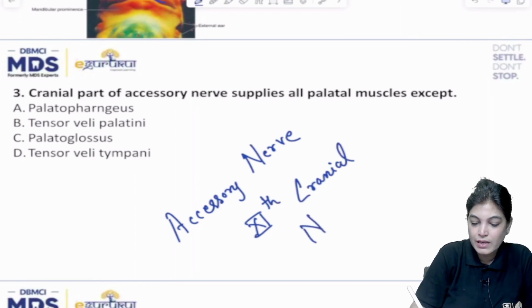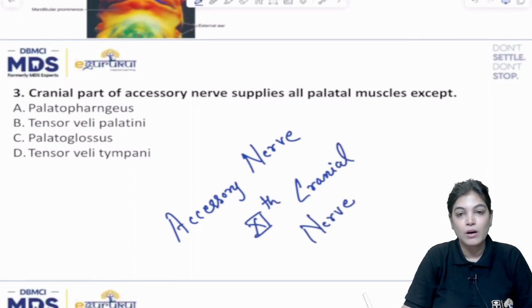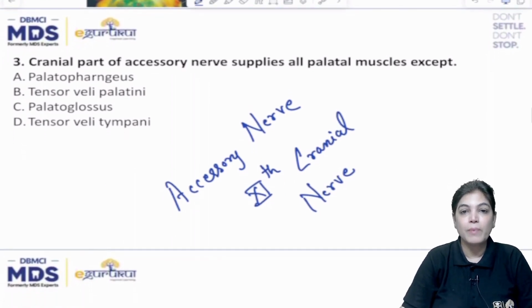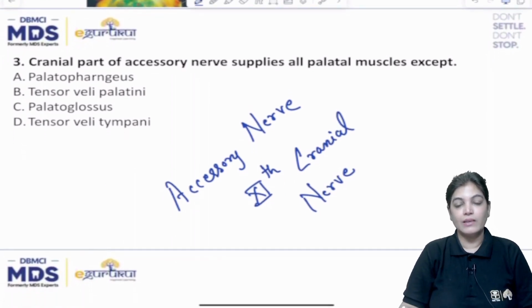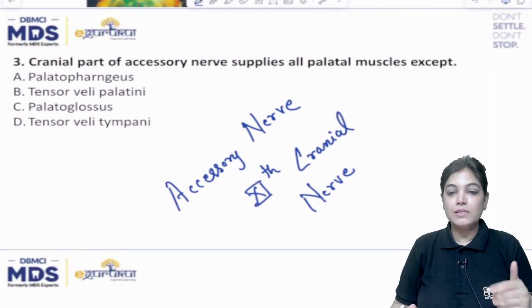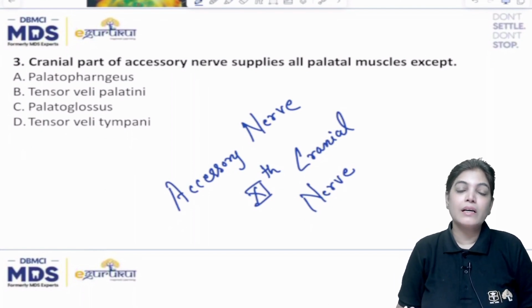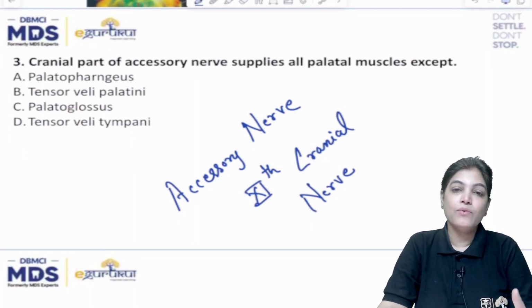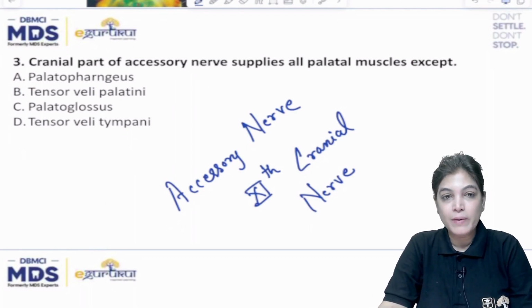Accessory cranial nerve is the 11th cranial nerve, which is having two components. It is having a spinal component and it is having a cranial component. So whenever I am speaking about the cranial component, the cranial part of accessory nerve is running along with the vagus nerve, and it is having a wide distribution. It gives innervation to too many structures.